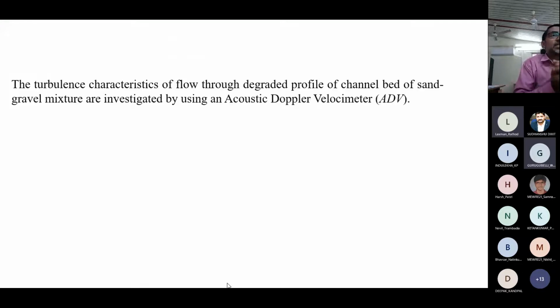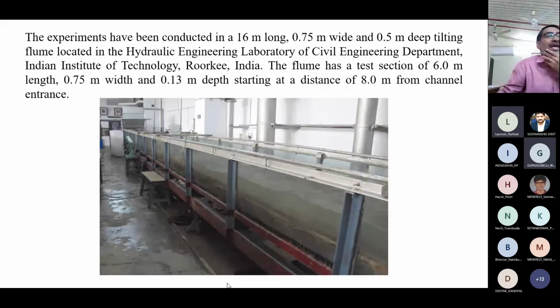So turbulence characteristics of flow through a degraded profile of channel bed of sand gravel mixture is investigated using an ADV, acoustic Doppler velocity meter. Now you are very well conversant with this instrument. Yesterday Professor Sudhanshu has discussed more about it. Right. So as I have just shown to you, that is the flume.